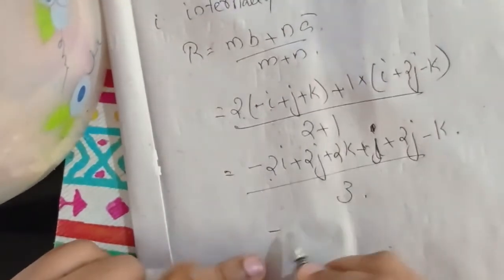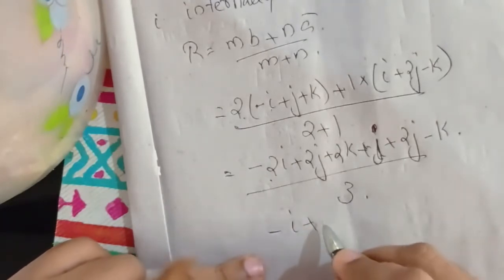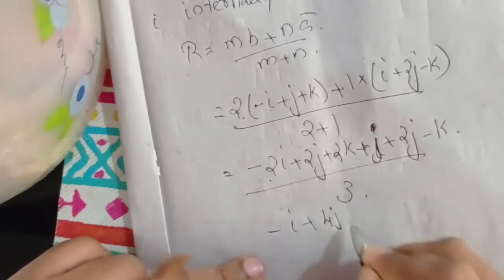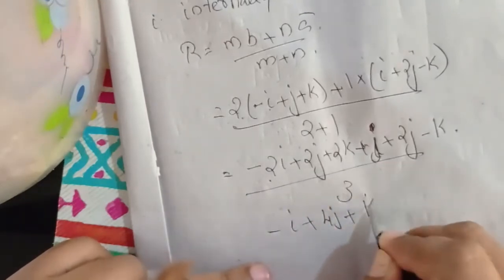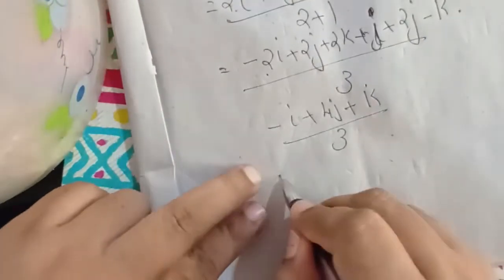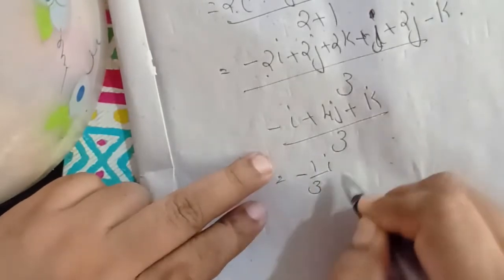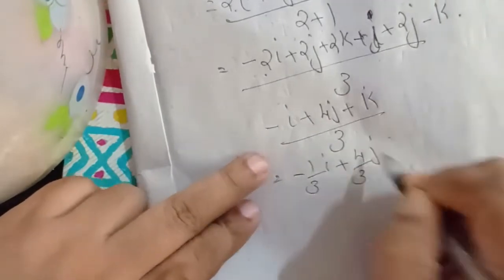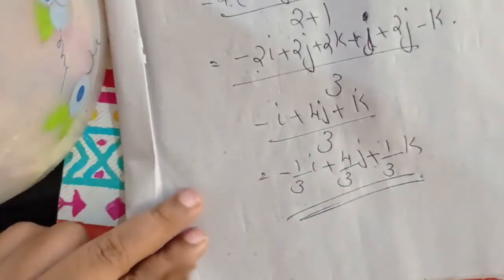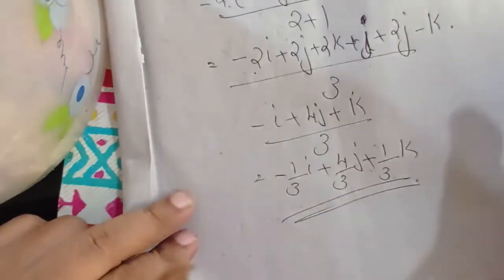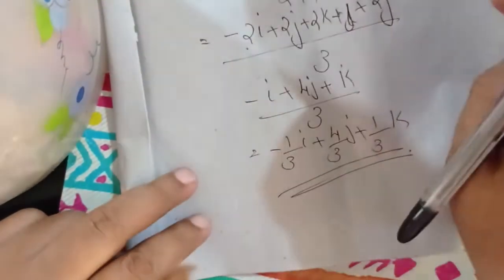Minus i plus 4j plus, when you take the j component, k by 3. Or the answer is minus 1 by 3 i plus 4 by 3 j plus 1 by 3 k. This is internal division.